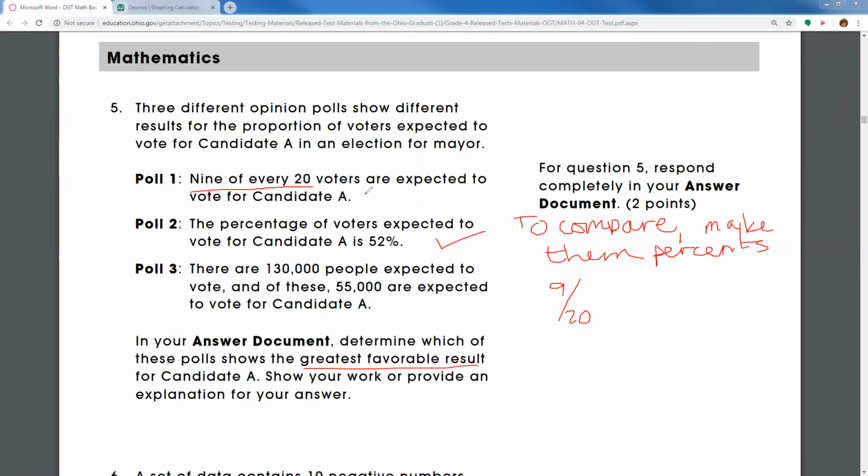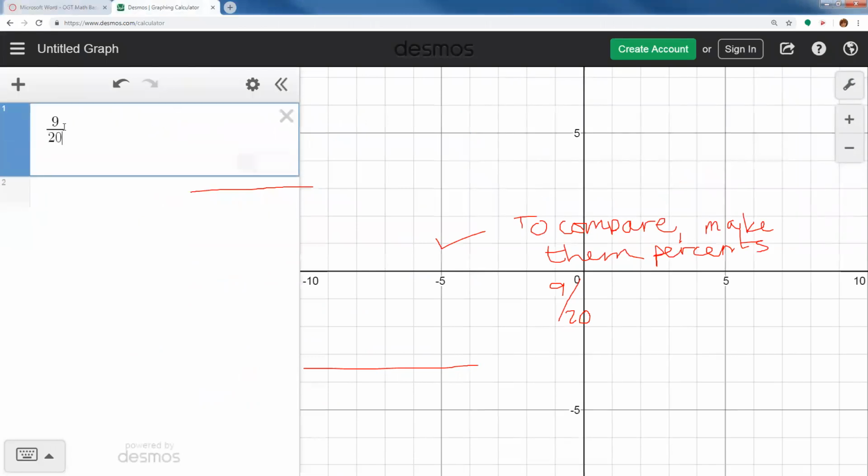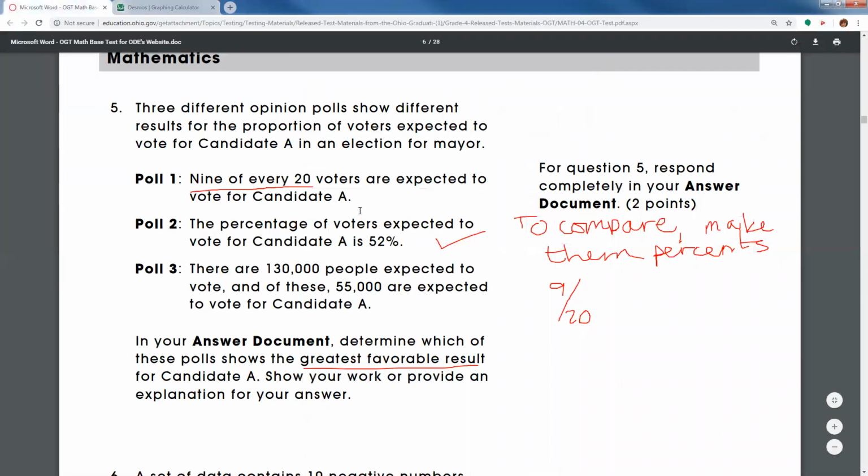So 9 out of every 20, we're doing 9 divided by 20. And for that, you have to use a calculator. It'd be a long division. So 0.45, what is that as a percentage? 45%. Yep. You could times by 100 because all percents are out of 100. Or most of the time we can tell, 0.45, that's 45%. So poll 1 is 45%.